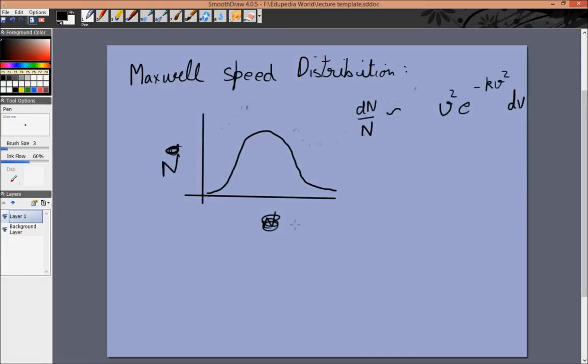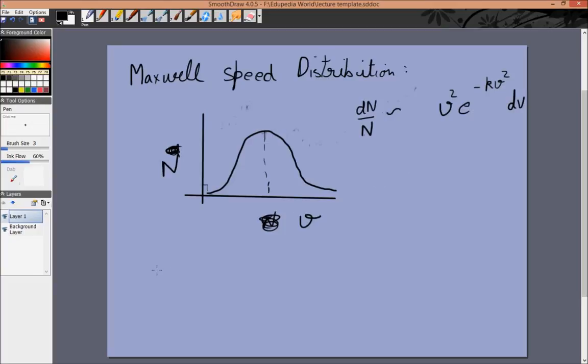This is the number of particles, this is the speed. Most particles have a particular speed. A few particles, the number is small, have a small speed. A few particles have a large speed. So when v is small, v square dominates. The exponential doesn't dominate, it equates to 1. So the curve is increasing. But when v gets large, e to the power minus kv square dominates, so it becomes like this.